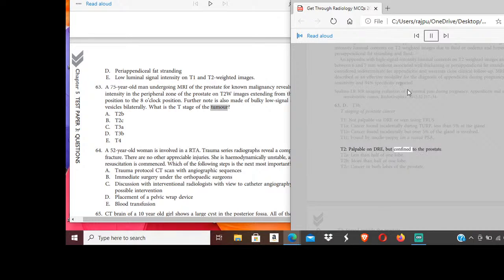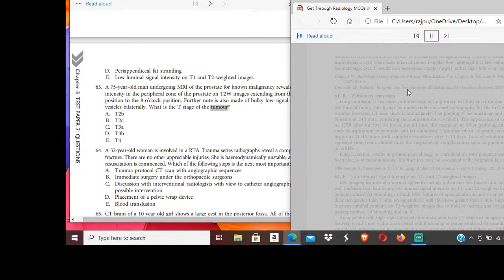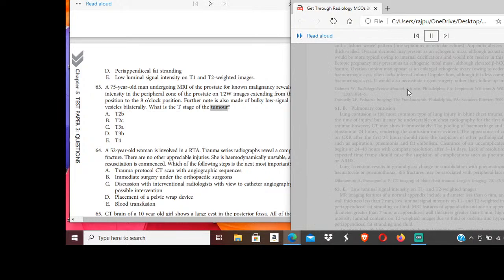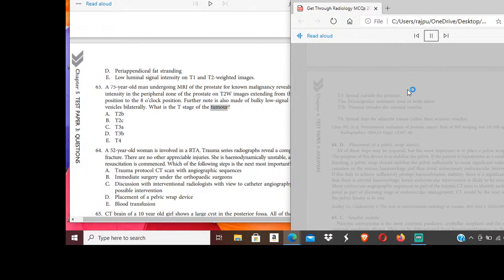T2, palpable on DRE but confined to the prostate. T2A, less than half of one lobe. T2B, more than half of one lobe. T2C, cancer in both lobes of the prostate. Chapter 6. Test paper 3, answers. 159.